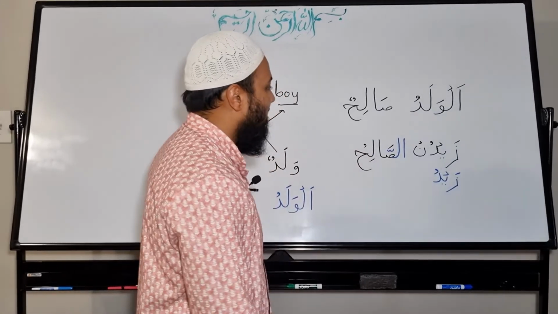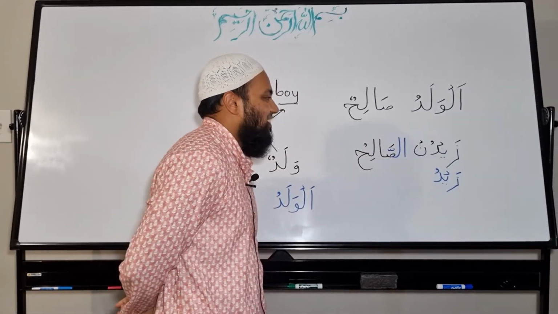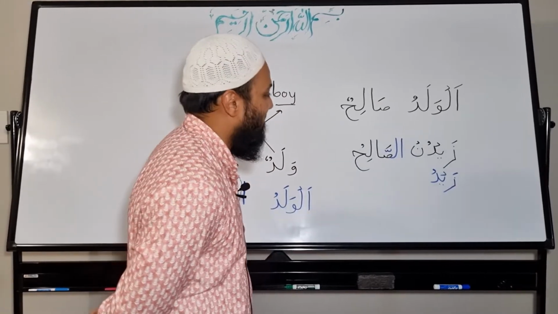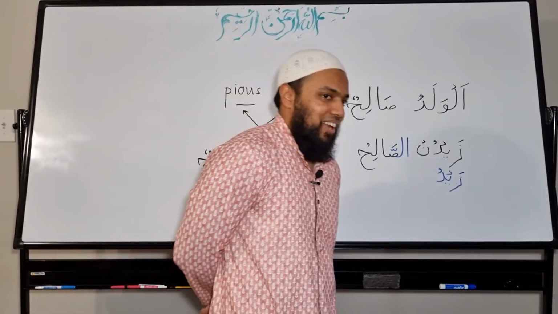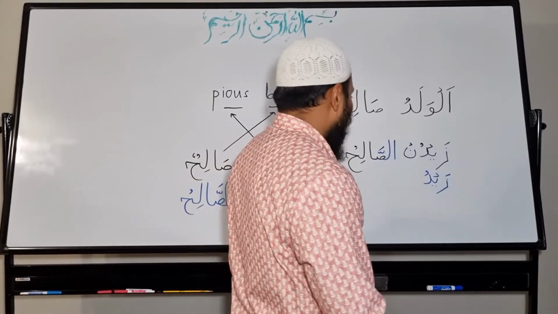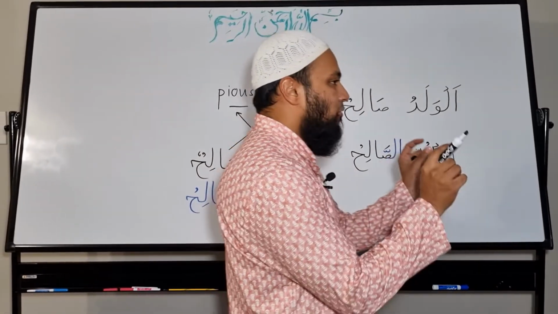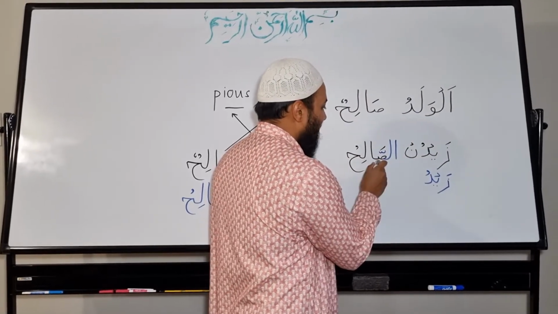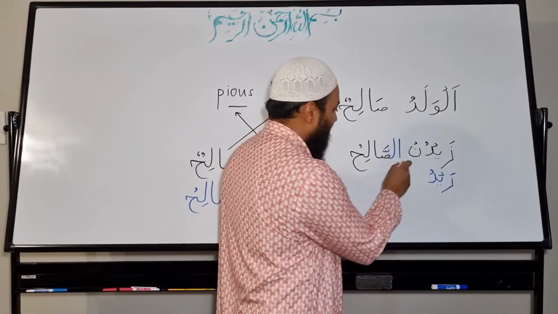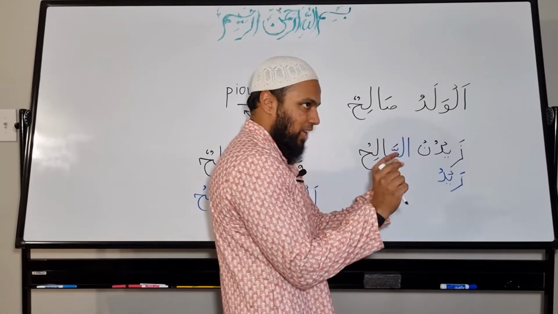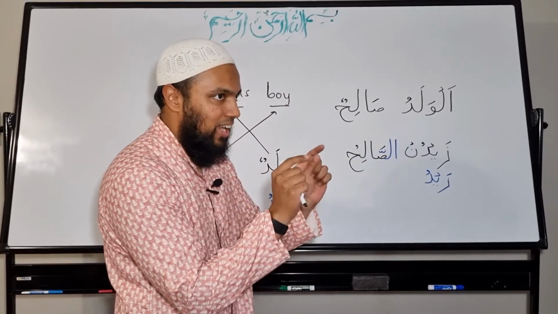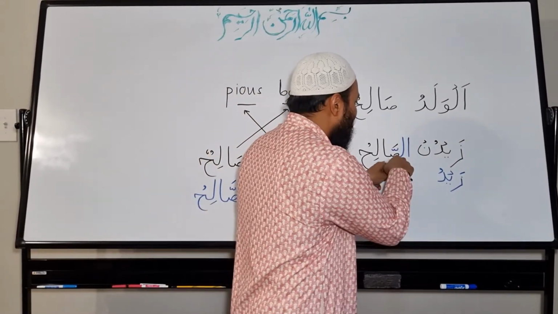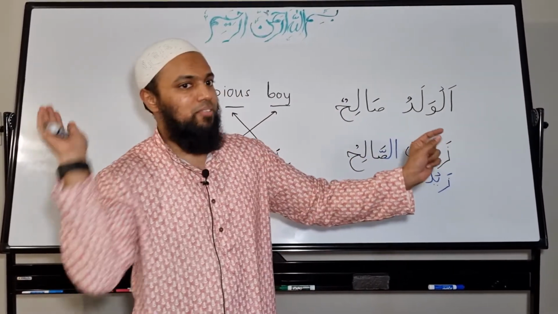Now how do I read it? Zaidun still doesn't work, right? So there is a rule for that. And that rule is whenever we have two sakins together, a noon sakin and a sad, right? What do we mean by a sakin? That there is no haraka on it. There is no haraka on the noon, so we have to read it from something from behind.